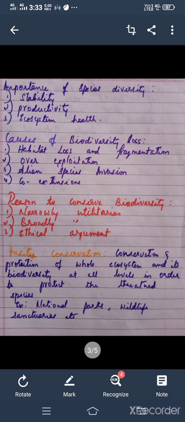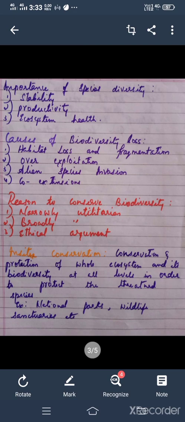Causes of biodiversity loss. There are 4 different causes for loss of biodiversity. First one is habitat loss and fragmentation. Second, overexploitation. Third one, alien species invasion. Fourth, co-extinctions.